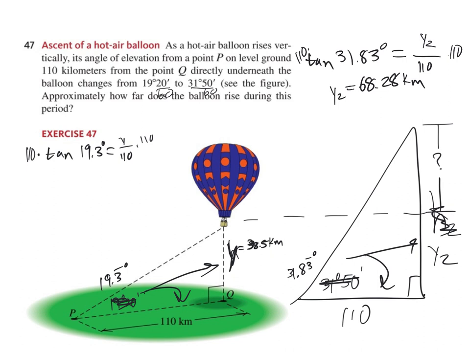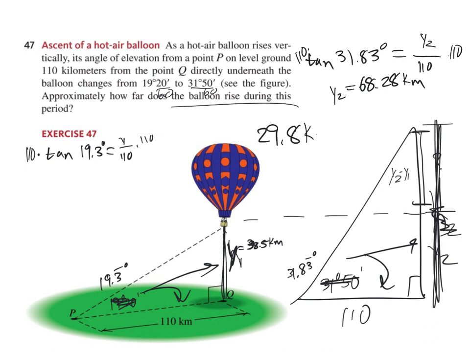Okay, so it wants to know how much it has risen. So we take this whole distance, y sub 2 minus y sub 1. And that gives us this little distance right here. Y sub 2 minus y sub 1 is how much it has risen. So 68.28 minus 38.5 is 29.8 kilometers, the difference of how much it has risen.